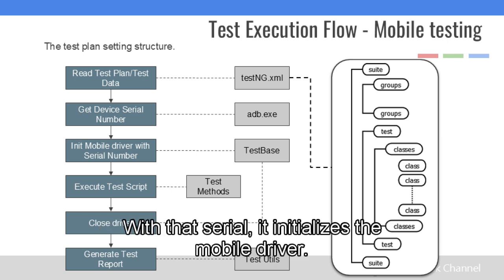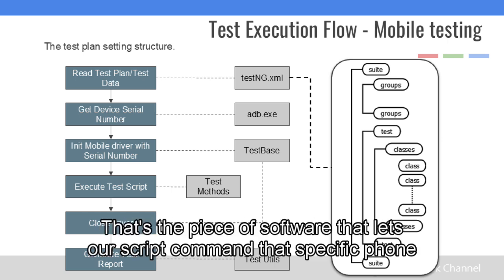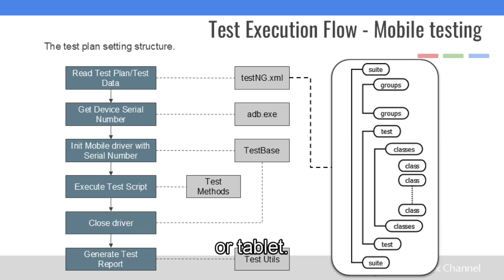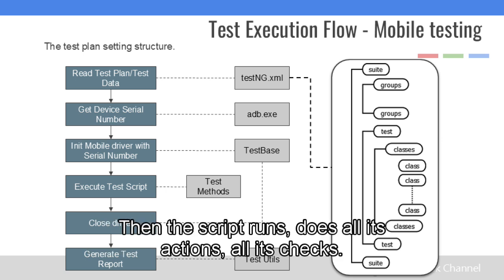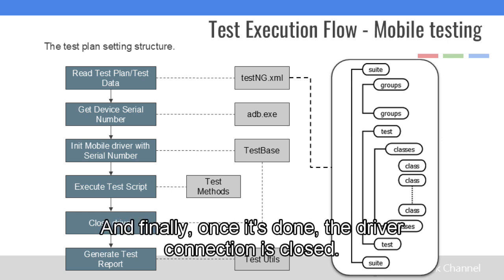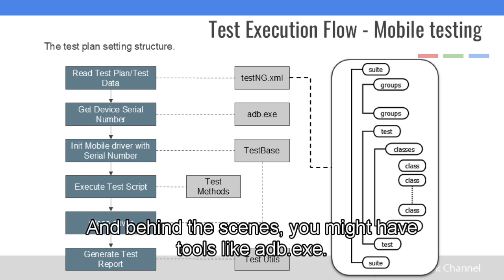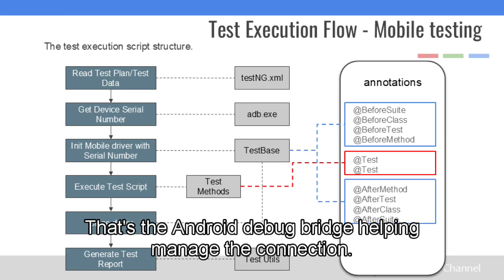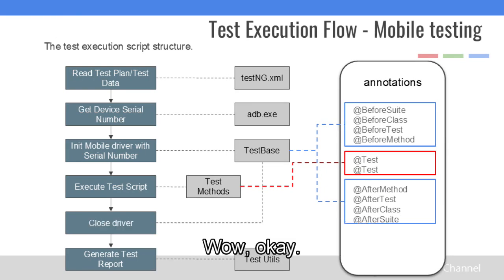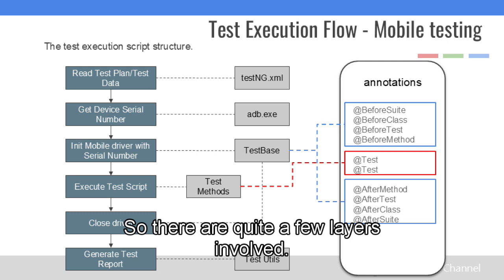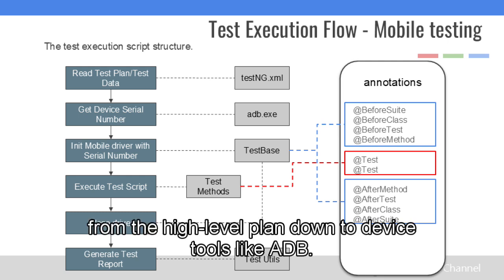With that serial, it initializes the mobile driver. That's the piece of software that lets our script command that specific phone or tablet. Okay, driver's ready. Then the script runs, does all its actions, all its checks, and finally, once it's done, the driver connection is closed. And behind the scenes, you might have tools like adb.exe, that's the Android debug bridge, helping manage the connection.